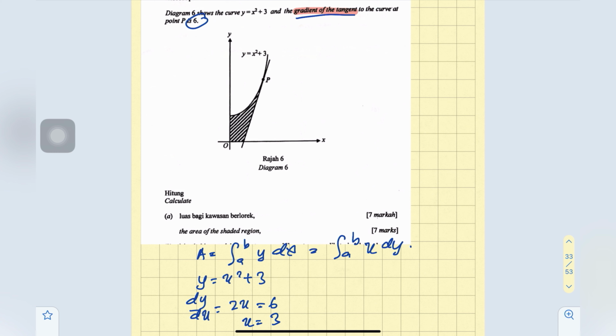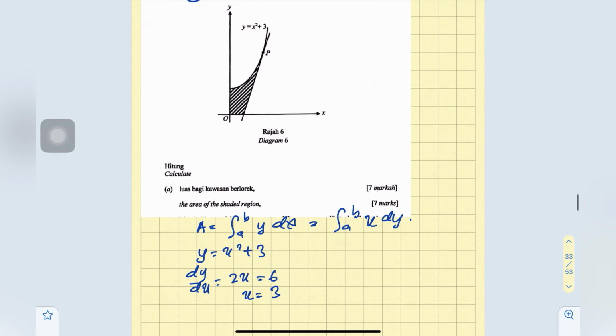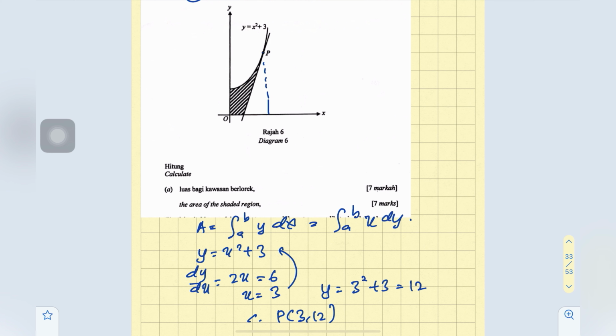Okay, once we get x equals 3, we can substitute x equals 3 into y. So y equals 3 squared plus 3, so y equals 12. Therefore, we get point P as (3, 12). Okay, this one is 3, this one is 12.